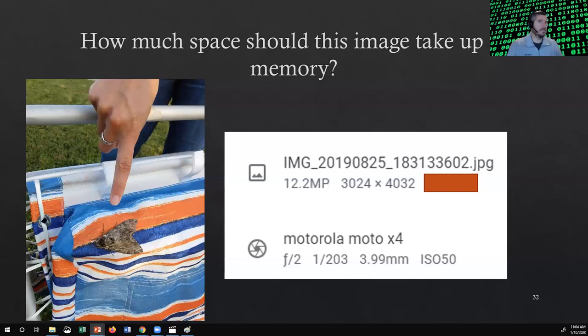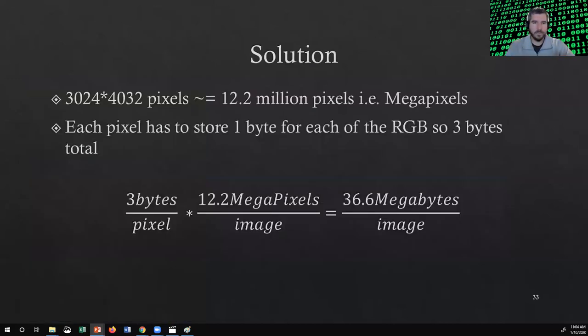All right, you're back. Hopefully you paused it there and just thought about that. So let's go ahead and look at the solution. So this was the first thing I said out loud. We have 12.2 million pixels. So that was the calculation, right? Megapixels. Each pixel has to store 1 byte for each of the RGB, so 3 bytes total. So we have 3 bytes in a pixel, and we have 12.2 megapixels in the image, right? So we can cancel out this pixels and this pixel, right? And so that makes us get 36.6 megabytes per image. Okay, so that image takes up 36.6 megabytes.